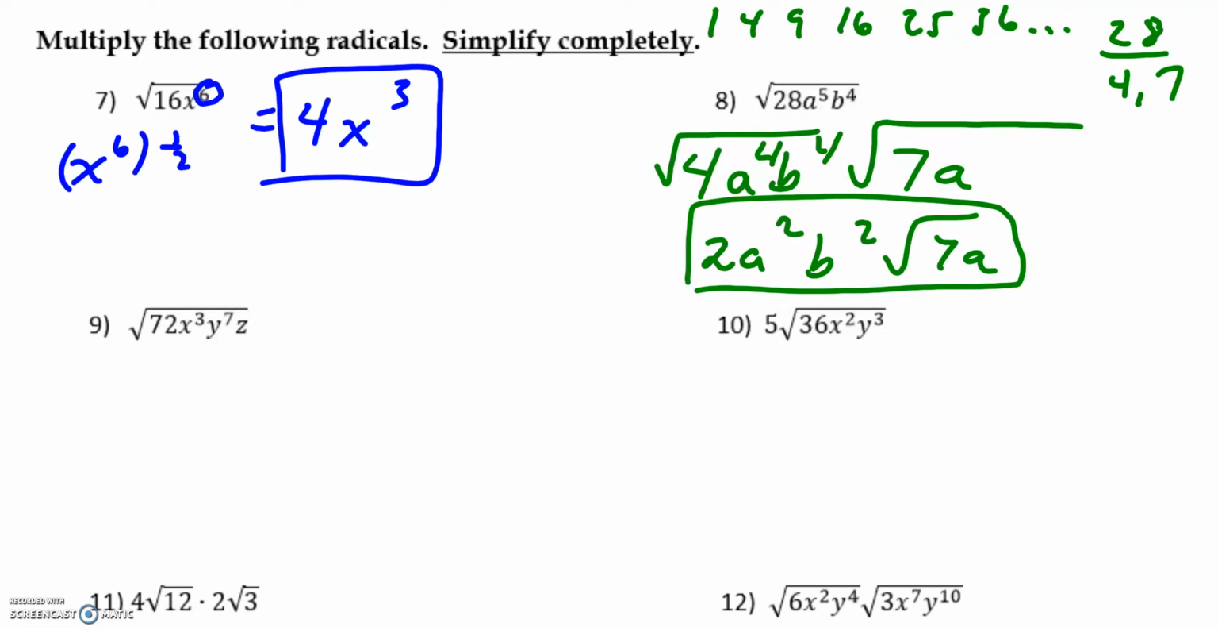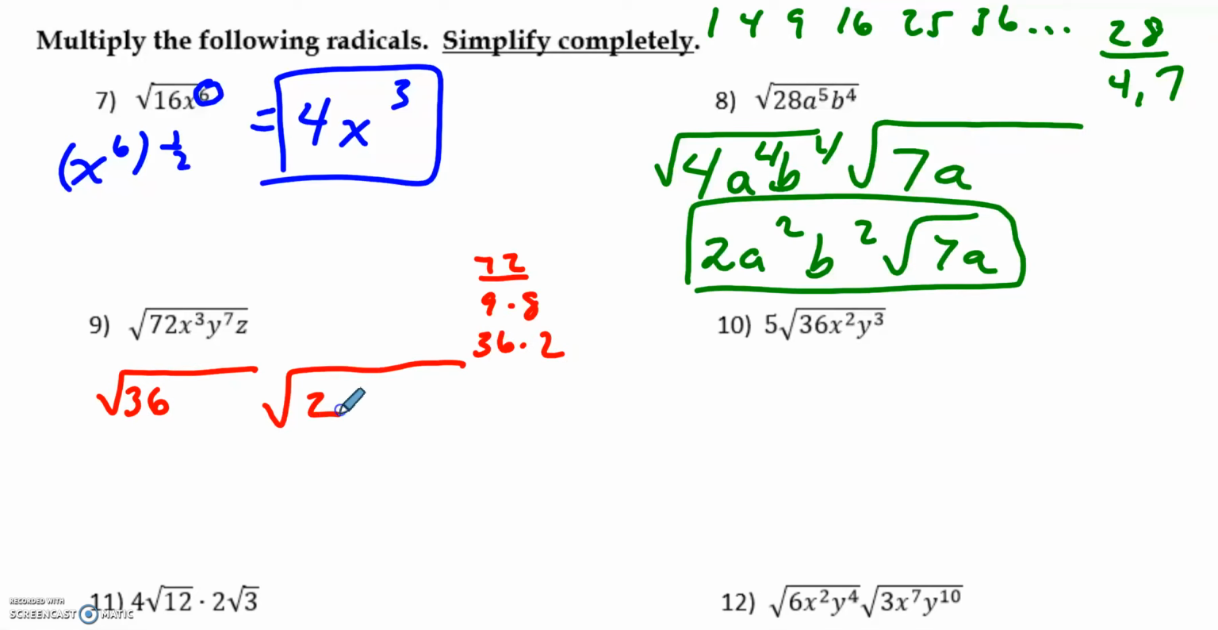Number 9 has the same logic as number 8, but just has a little bit bigger numbers and more non-perfect squares. If I look at 72, again, the most popular pair is 9 times 8 to think about. However, if I write 9 times 8 as an option, 9 is a perfect square that goes in, but 8 could keep splitting. So I would say a better pair is 36 times 2. So I put 36 in the perfect pile, 2 in the not perfect pile.